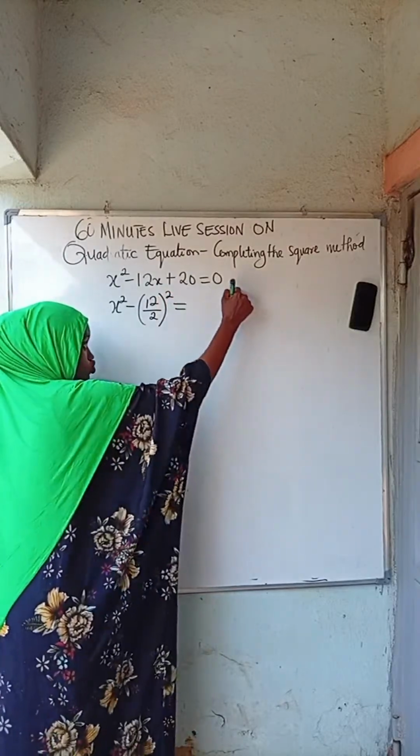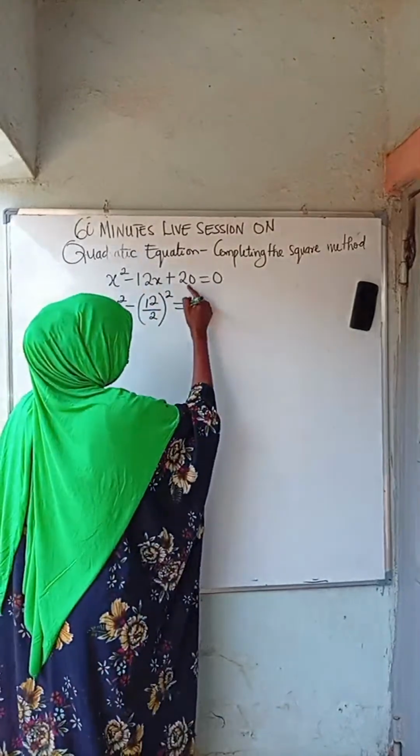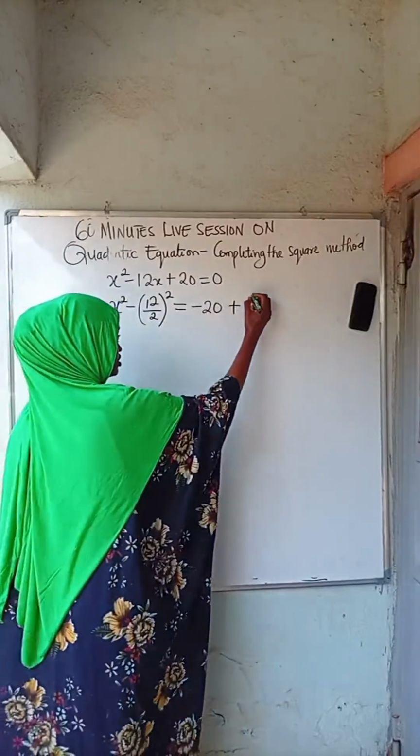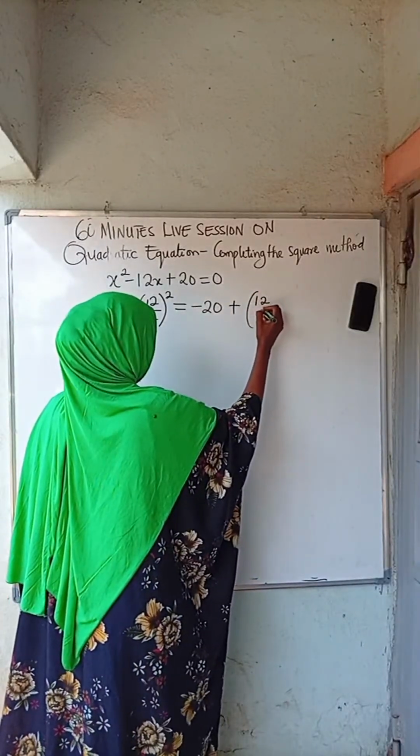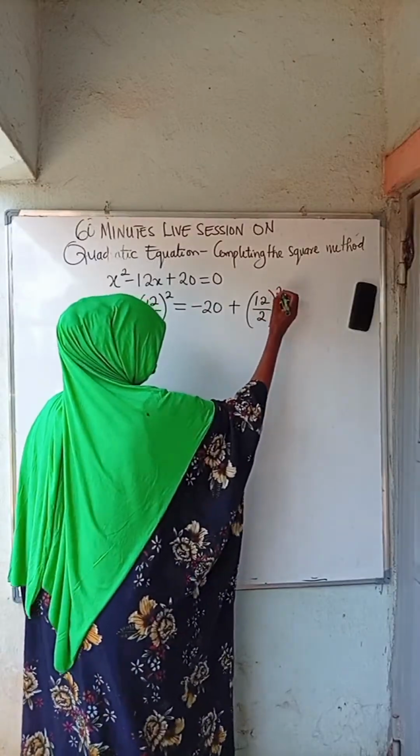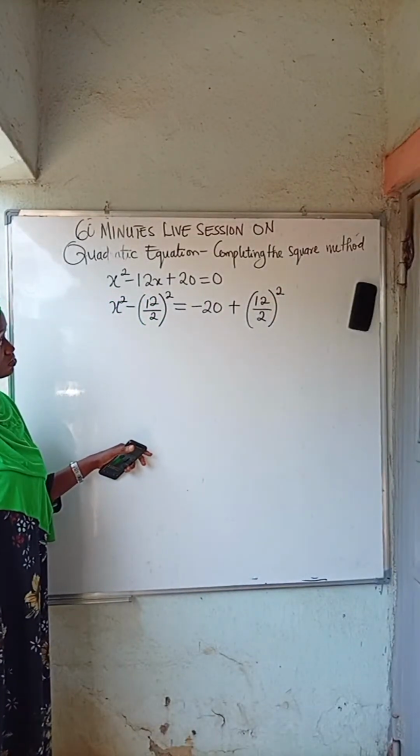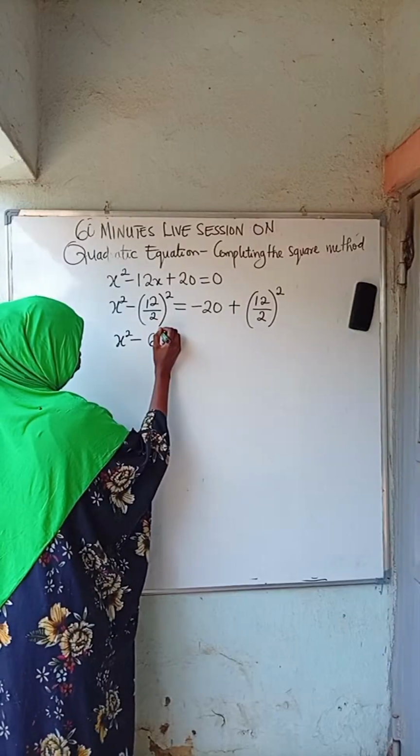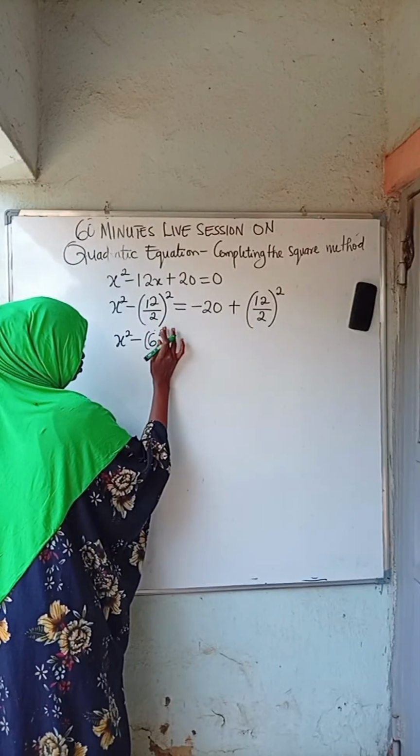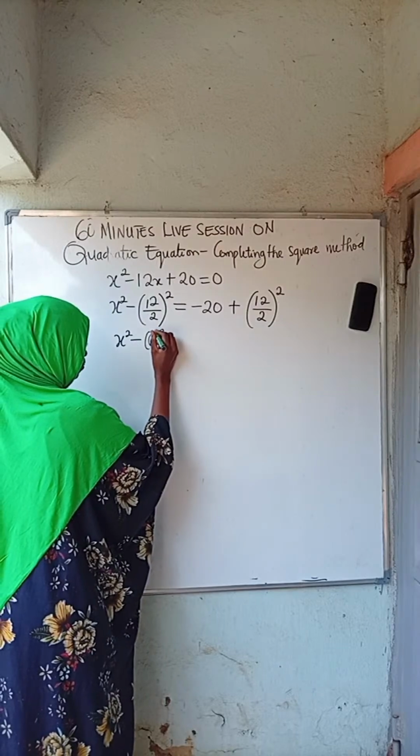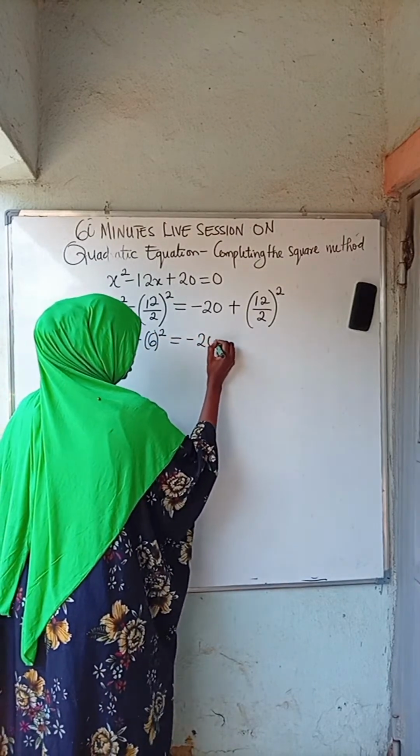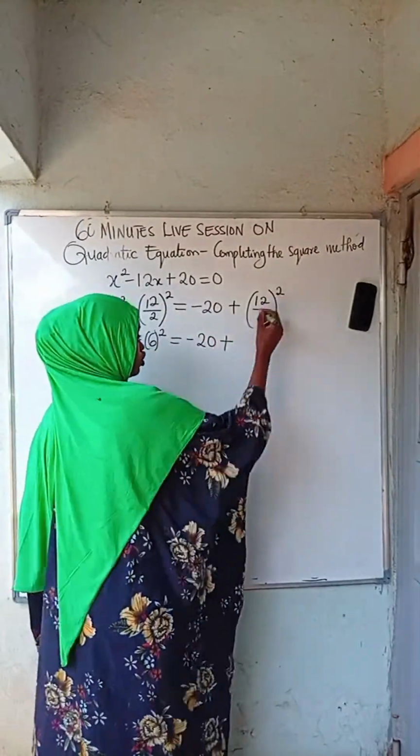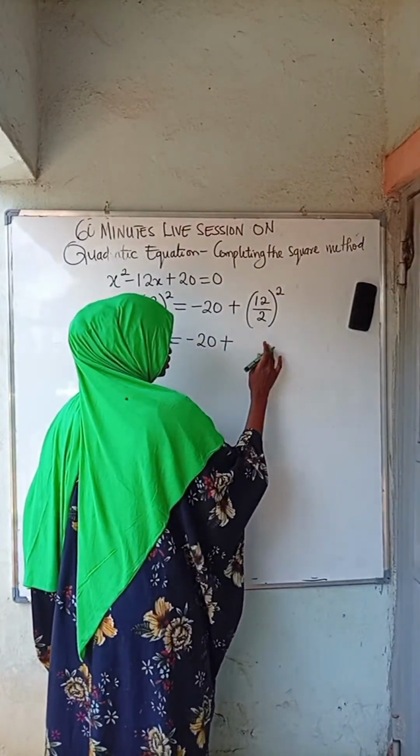This is equal to, the plus 20 moves to the right hand side and becomes minus 20. Then we add the same value here, 12 over 2 squared. So this is step 1. This becomes x squared minus 12 divided by 2 gives me 6 squared, equal to minus 20 plus 6 squared. 6 times 6 is 36.